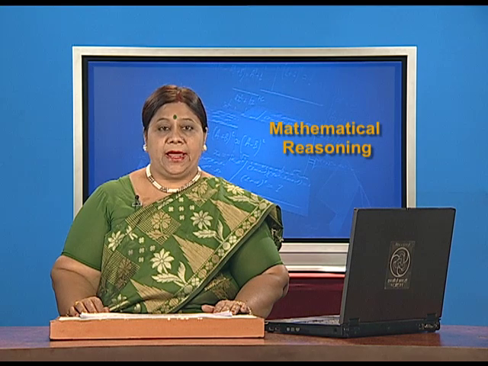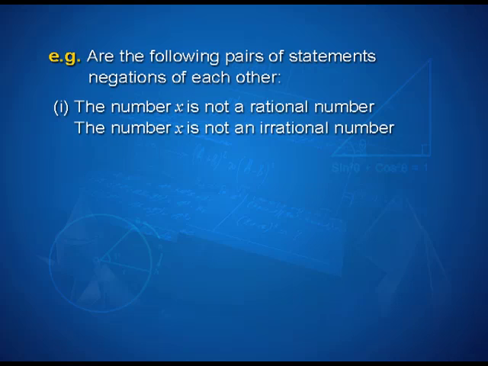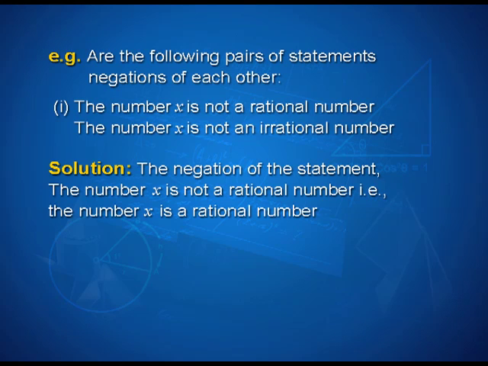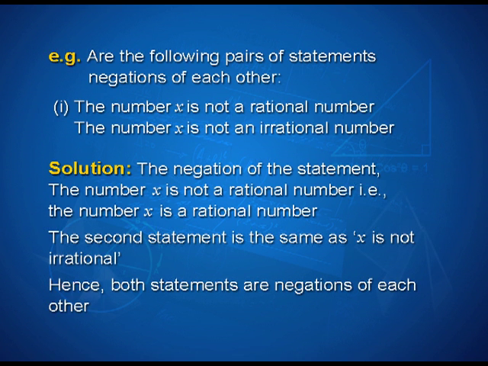First, the number x is not a rational number. The number x is not an irrational number. The negation of the statement "the number x is not a rational number", that is, the number x is a rational number. The second statement is the same as x is not irrational. Hence, both statements are negations of each other.